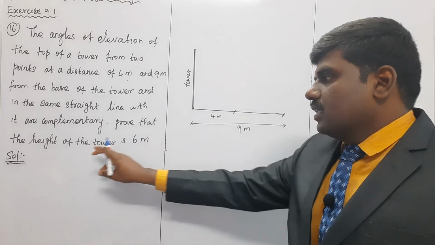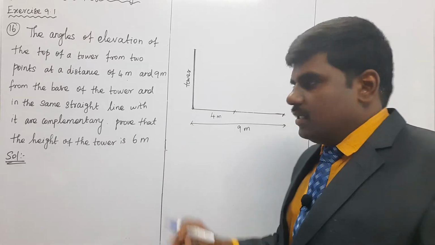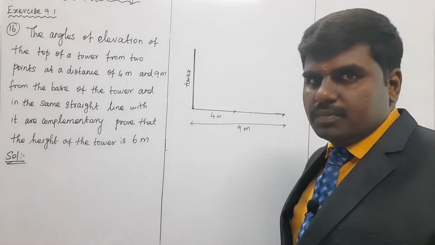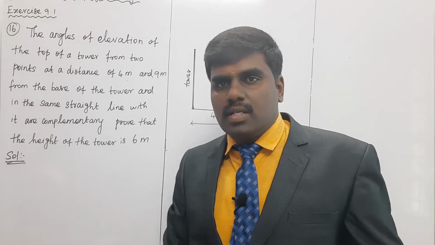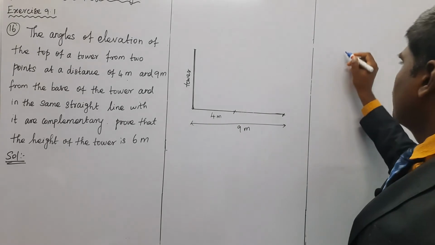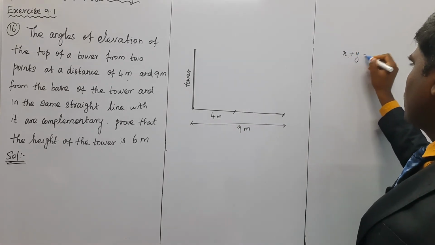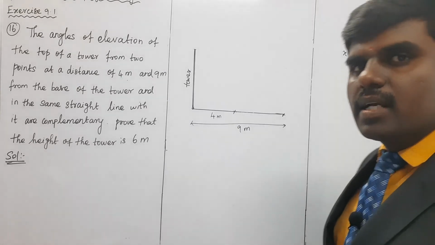Okay, prove that the height of the tower is 6 meters. It's clear. So you know the definition of complementary angles: the sum of the two angles is equal to 90 degrees. For example, x plus y is equal to 90 degrees. The sum of the two angles equal to 90 degrees means it is a complementary angle.